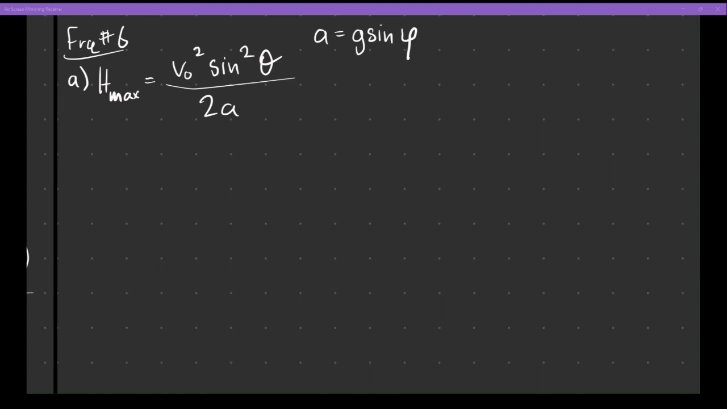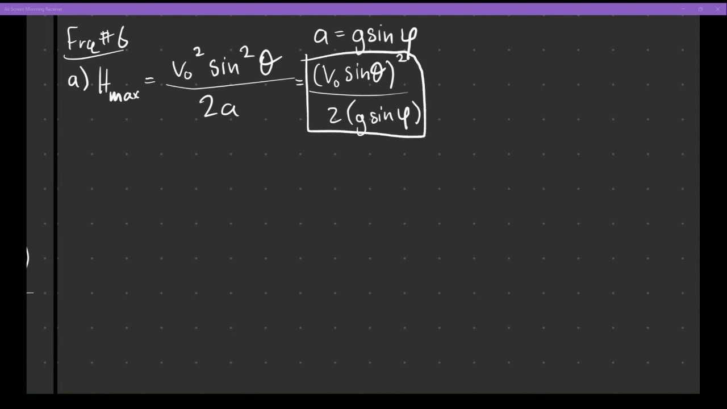I'm going to call it omega. I don't know what it's called. So it's just v0, v initial. I'm going to factor out the squared, so it's just v0 squared sine squared theta over 2g sine of omega. That should be H max.